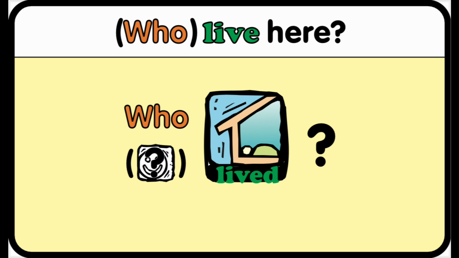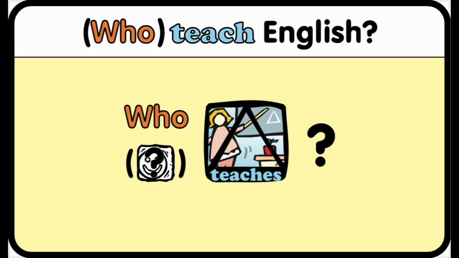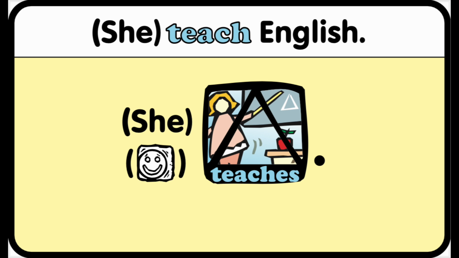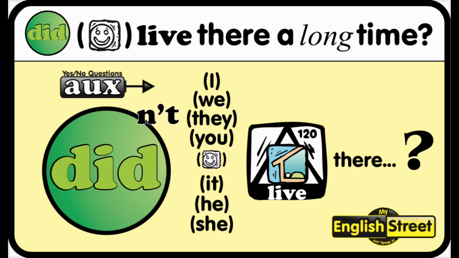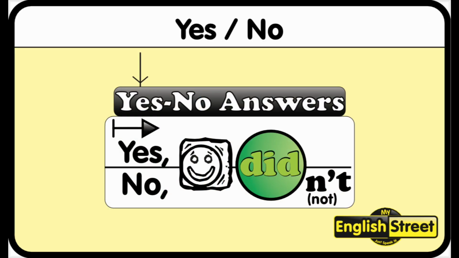For example, ¿quién vivió aquí? Who lived here? She lived here. Or, who teaches English? ¿Quién enseña inglés? She teaches English. But in general, en general, cuando sabemos quién hace la acción, tendremos un sujeto o pronombre y por lo tanto un auxiliar.